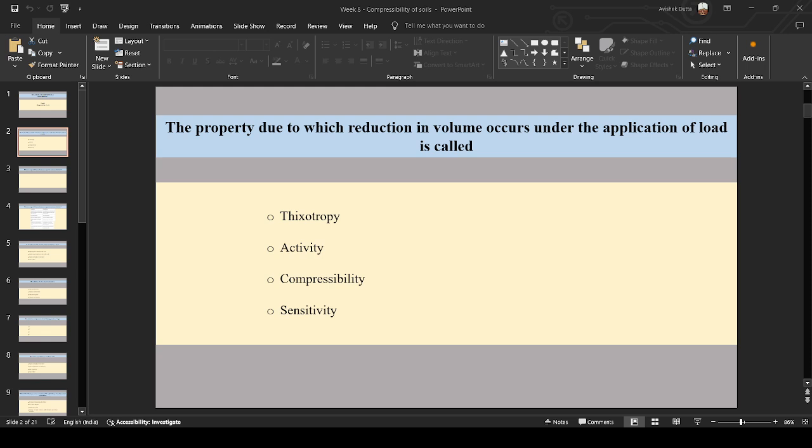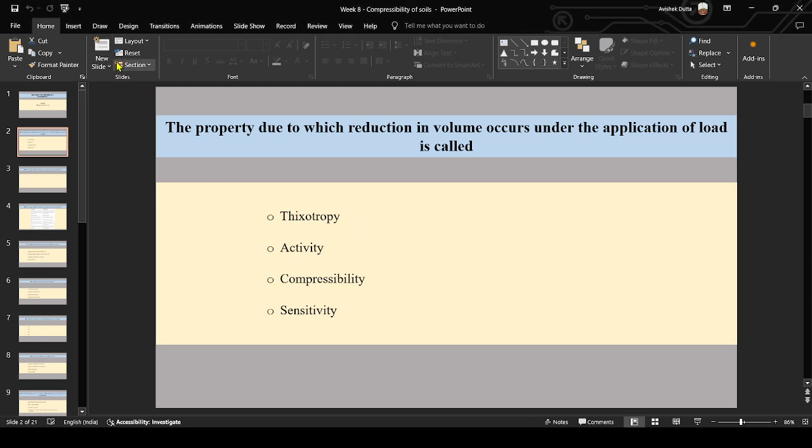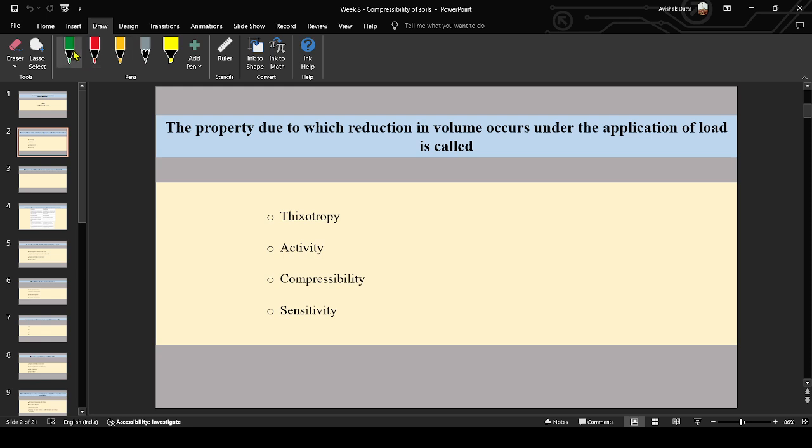Yes, compressibility. Rajavardhan Reddy Gupta. Yes, it is compressibility. Okay, so I'll just mark it as compressibility. And what are the other options now?